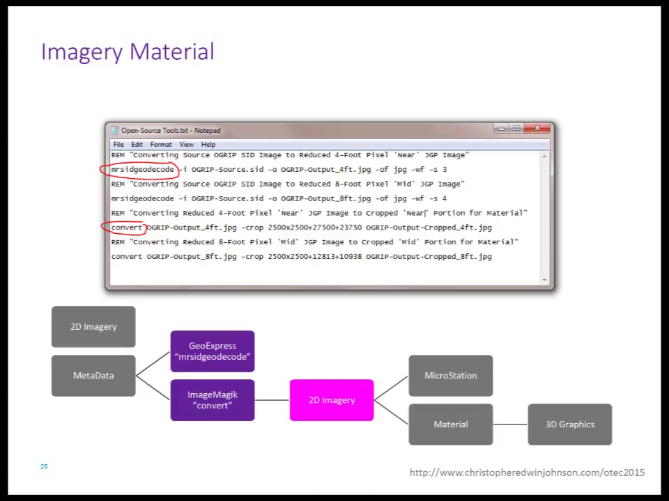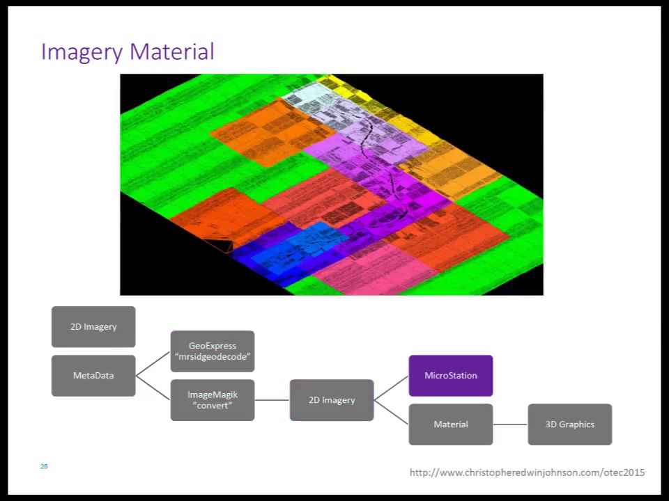And so the first command line took this large MrSID file and exported very large JPEGs in three different scales. The next command line took those various far, near, and mid scaled or resolution images and chopped them up into the right sizes that I need for my materials. So here's a screenshot of what all of the existing ground surfaces look like as they're colorized in their different sections.